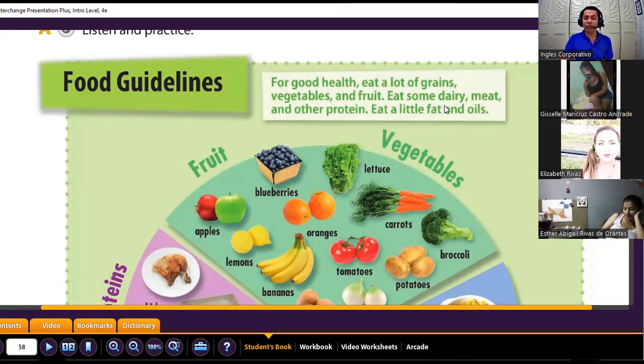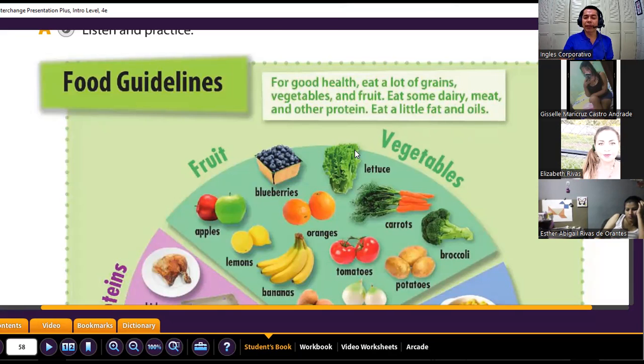Dairy, you know, lácteos, meat, and other protein, and a little fat, poquito nada más de grasa, right, and oils. No. I didn't say panes migueleños. I didn't say choripanes, no. Not good for you, please. From time to time, de vez en cuando, not every day, right?